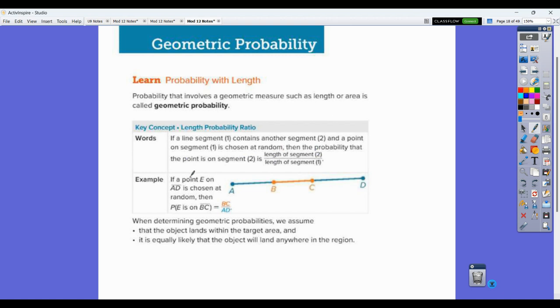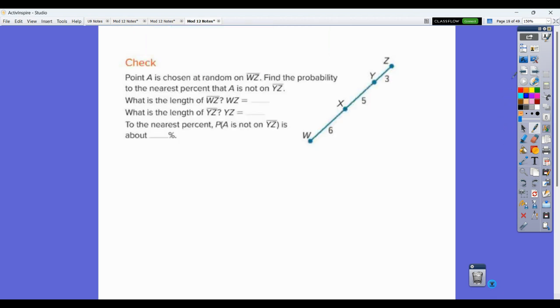So what we're talking about here, if a point E is on AD, so you know E lands somewhere on AD, is chosen at random, then what's the probability that E is on BC? That's going to be the length of BC divided by the length of AD. Okay, when determining geometric probabilities, we assume that the object lands within the target area. These are big assumptions. And it is equally likely the object will land anywhere in that region.